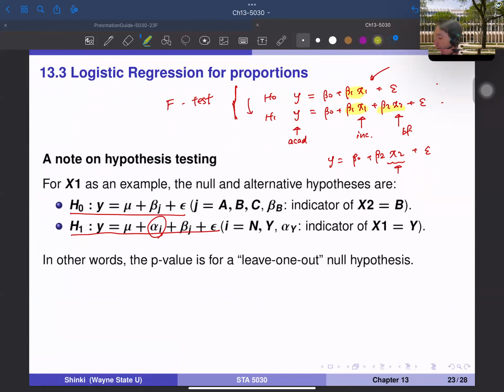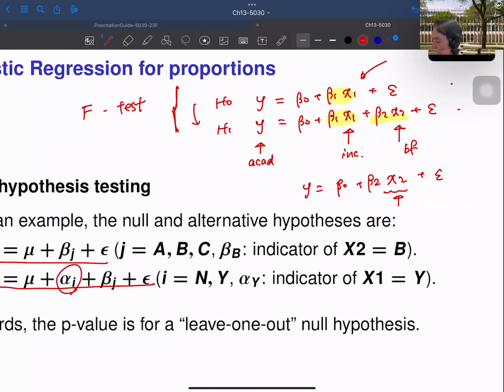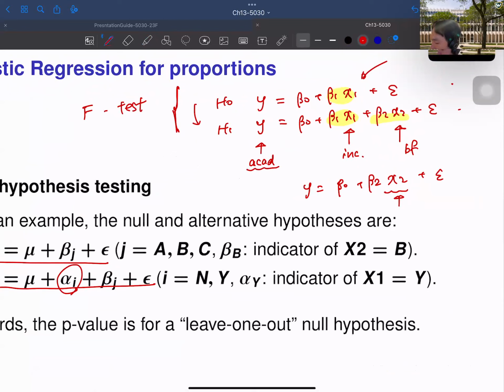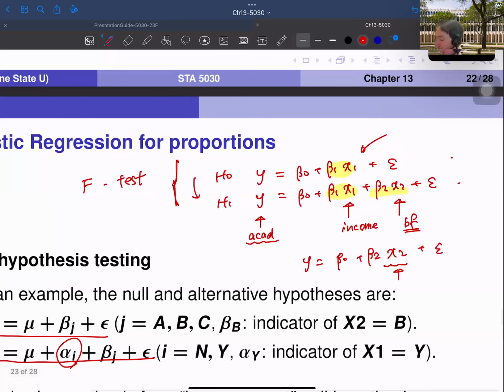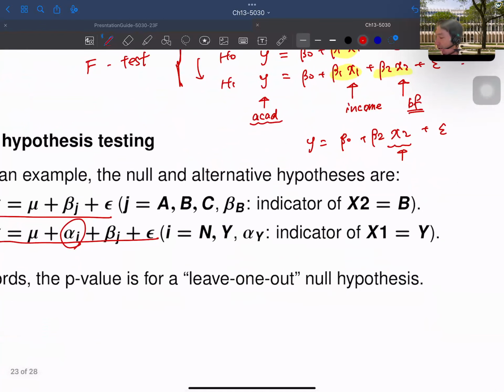Oh, INC. This is just a specific case, the income. So suppose that academic performance is explained by income. This is actually the common variable. And this is whether or not the student eats breakfast. So in this way we can check whether breakfast has additional power to explain academic performance, given information of income.